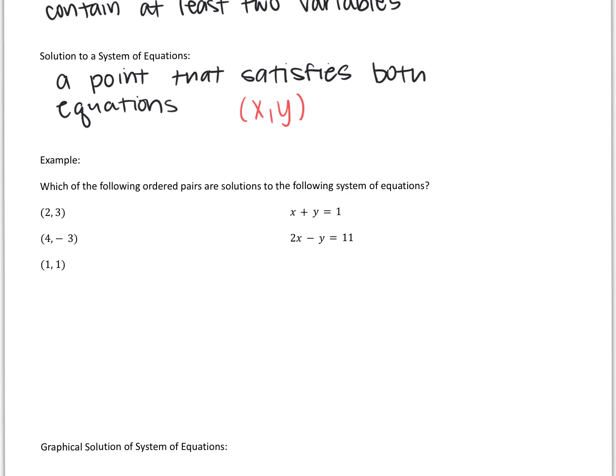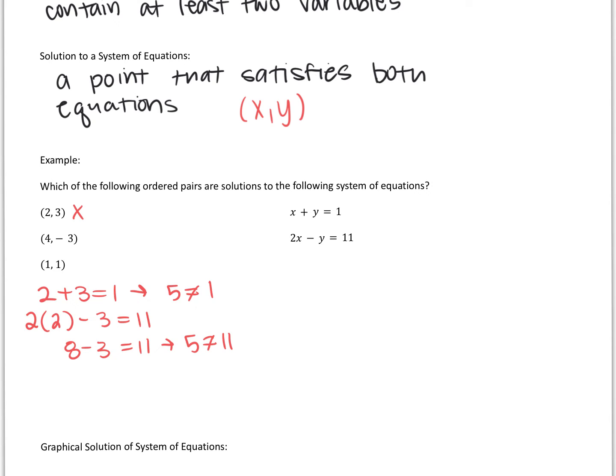So we want to determine if we have a set of ordered pairs, which is what we call a point, which of them are solutions to our system of equations. So remember, it has to satisfy both equations. So the first point I'm going to check is the point 2, 3. So I'm going to check that 2 plus 3 equals 1, and I have to check that 2 times 2 minus 3 equals 11. Well, I can tell you right now, 2 plus 3 is 5, which does not equal 1. My second equation becomes 8 minus 3 equals 11, which is also 5, but still doesn't equal 11. So the point 2, 3 does not work.